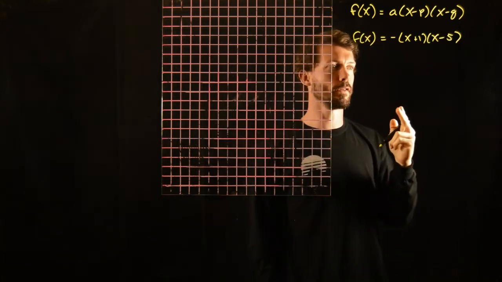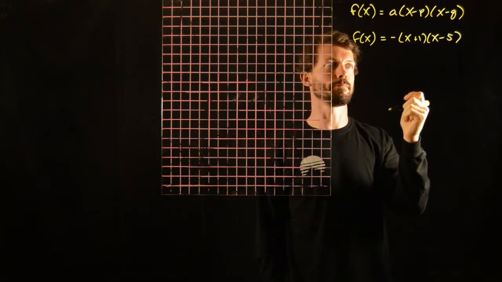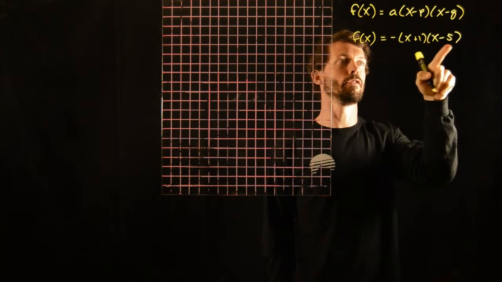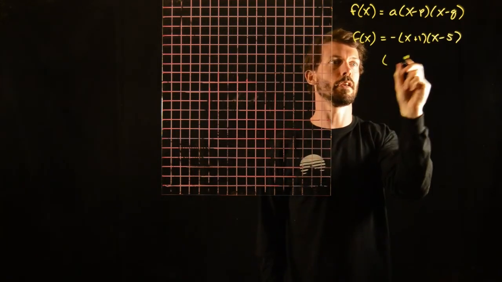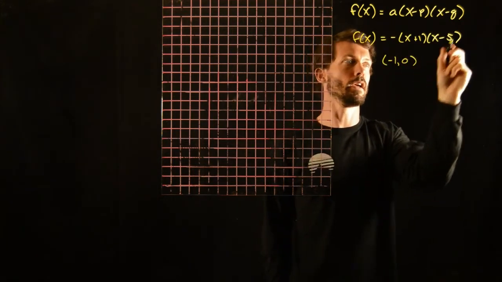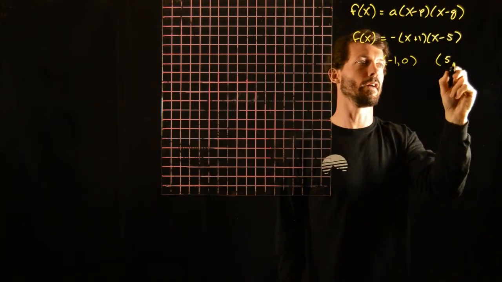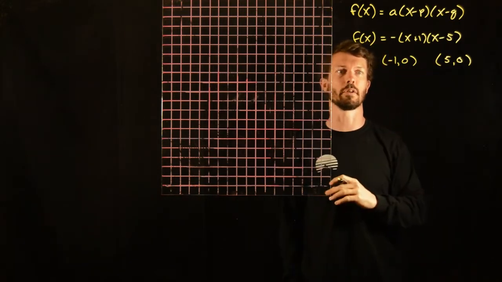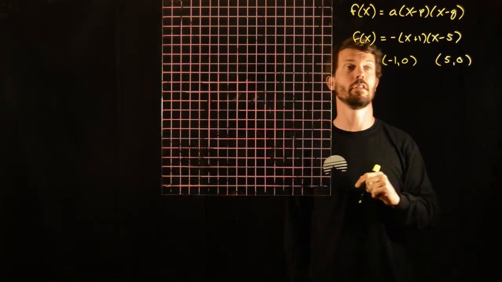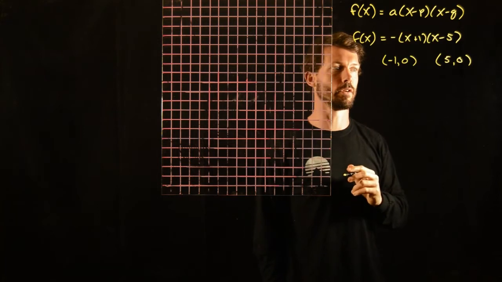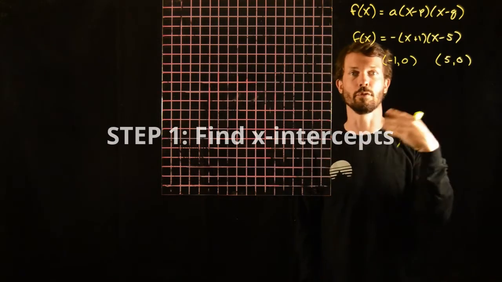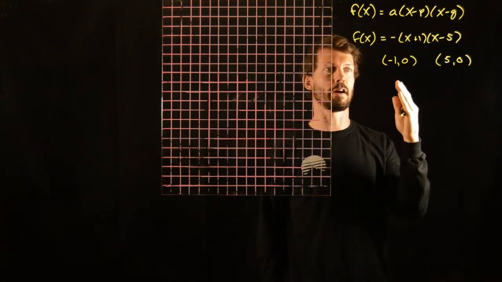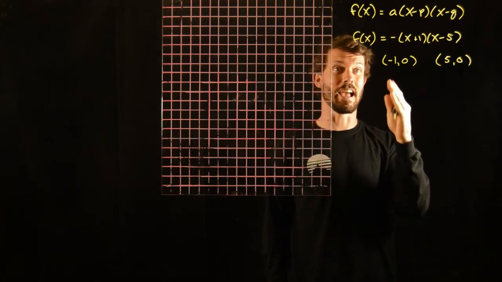But what we want to do first is find the axis of symmetry. First, what you guys already know is the p and the q value. The p value in this one is negative 1, and the q value is 5. So I automatically know the x-intercepts of this particular graph: negative 1, 0, and 5, 0. So that's the first step, to identify the x-intercepts. Now step 2 is we're going to find the axis of symmetry.